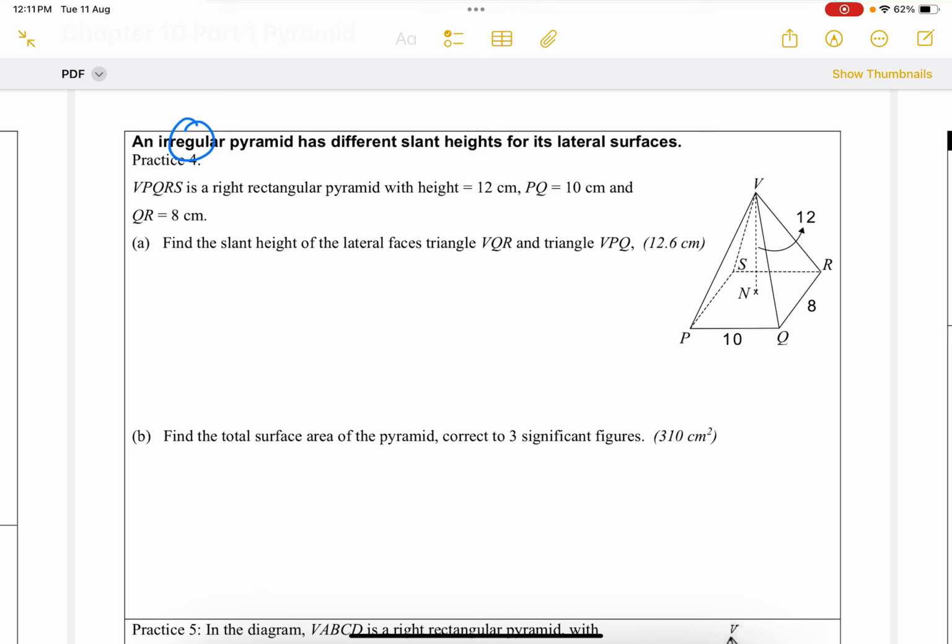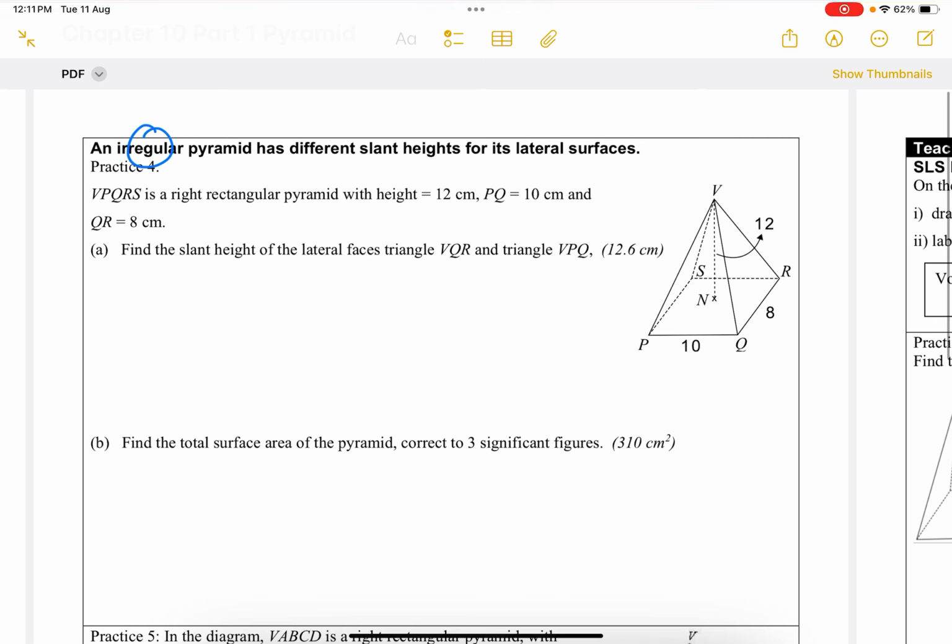PQ, which is going to be the same as SR, will be 10. So the mid over here gives us 5 centimeters. Similarly, over here, the mid value will be 4 centimeters. So they want us to find the slant height of the lateral faces. We've got 2 different lateral faces over here. Let's call this midpoint M. And let's call this over here T. So choose a letter that has not been used yet.